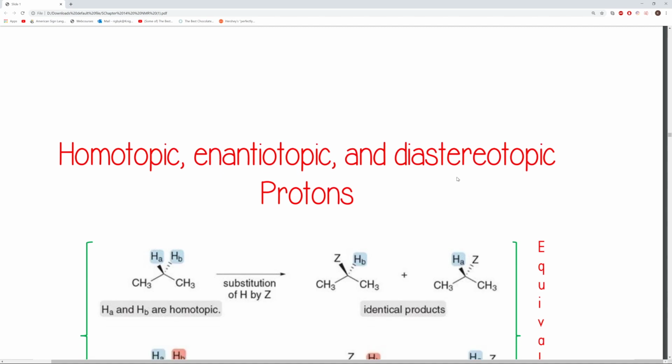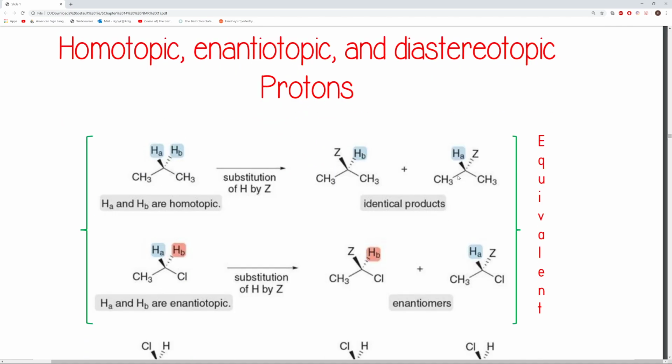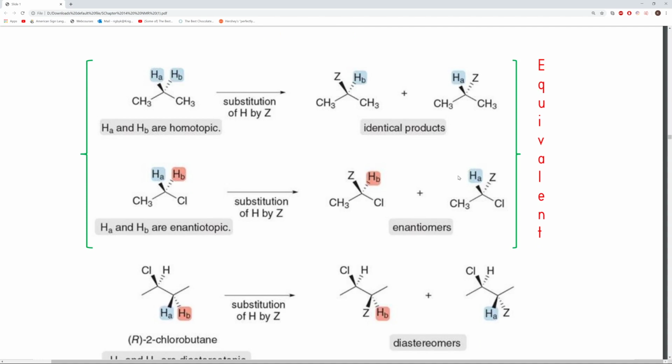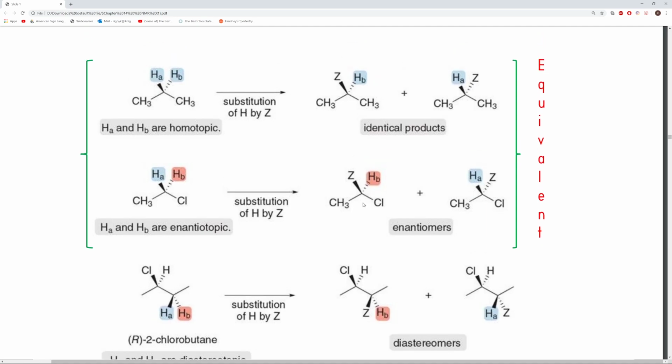Okay, so homotopic, enantiotopic, and diastereotopic protons. When we're looking to see if hydrogens are equivalent, one trick we can do is to see if they're homotopic, enantiotopic, or diastereotopic. I'm awful at saying these words. Please don't make fun of me.